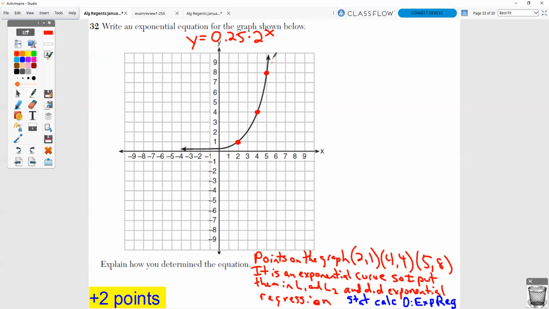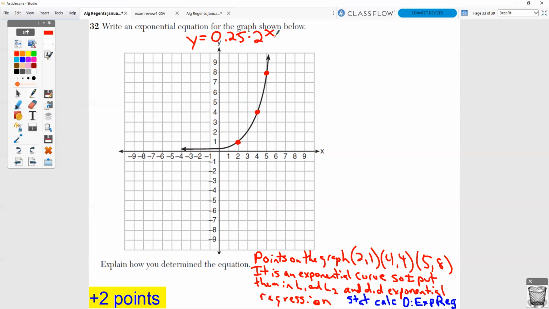Now I can see that this is a single curve. That means it's an exponential regression. It's an exponential curve. So I want to type these into my L1 and into my L2, and then do stat calc 0, which is for an exponential regression. That way I come up with this equation, which is what they're looking for at the top.